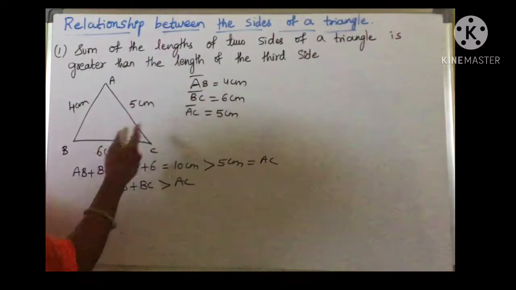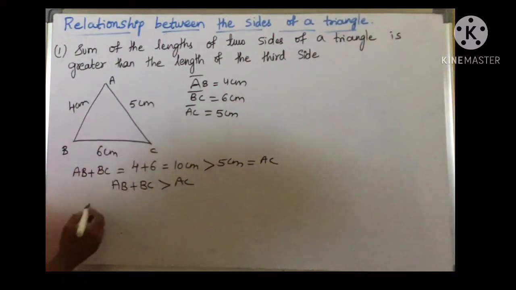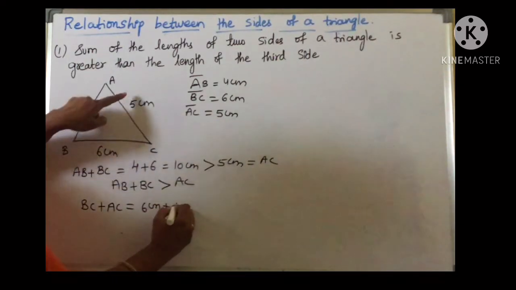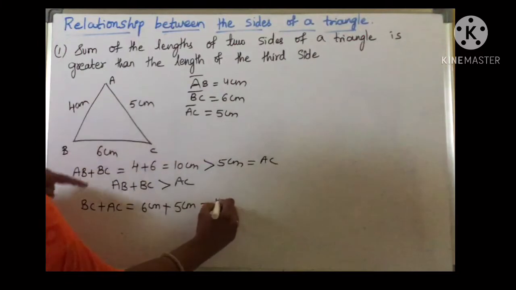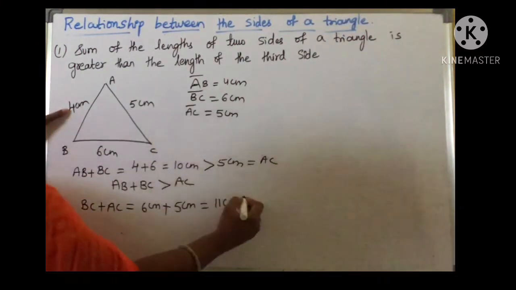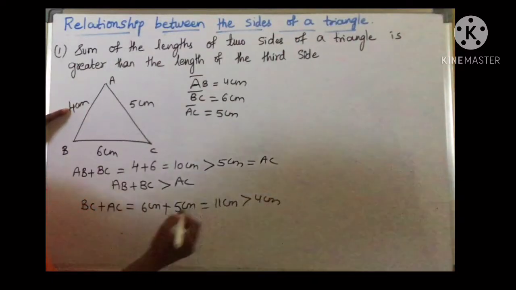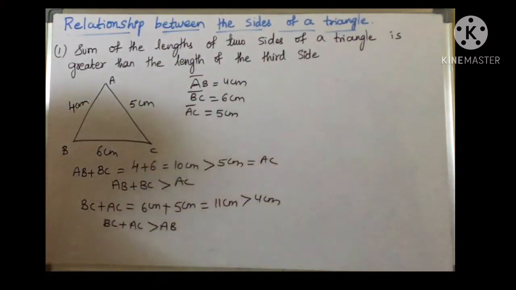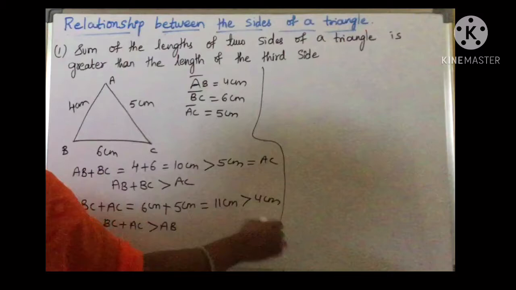Now we will consider the other two sides, children, 6 and 5. Okay, that is BC plus AC. What is BC? 6 centimeters. What is AC? 5 centimeters. So you got here 11. And what is the third side? 4. That is, 11 is greater than 4 centimeters. So here I can say BC plus AC is greater than AB. Yes, children.